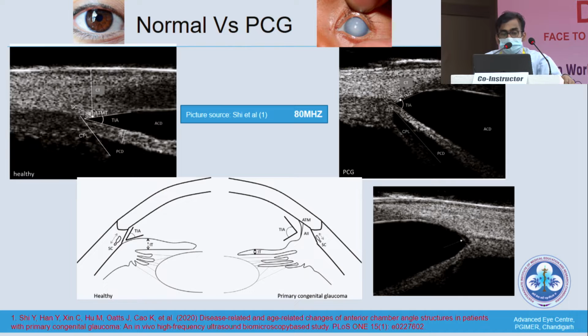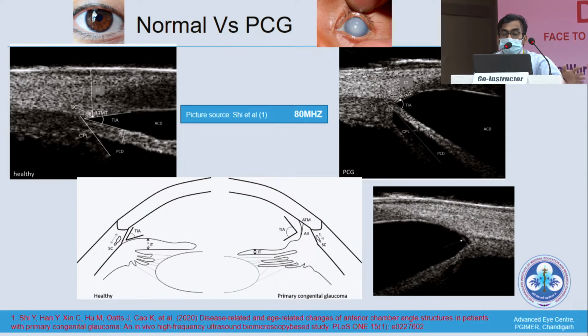So what are the changes in primary congenital glaucoma? In PCG, there is widening of the trabecular iris angle and thinning of the iris. This schematic diagram shows shortening of Schlemm's canal, and there are different types of abnormal iris insertion that I will discuss later on. Dr. Shi et al. could appreciate even the membrane that is usually demonstrated histopathologically in primary congenital glaucoma.